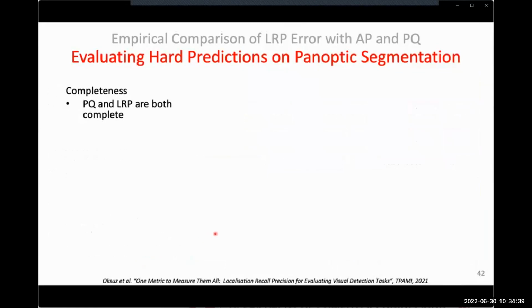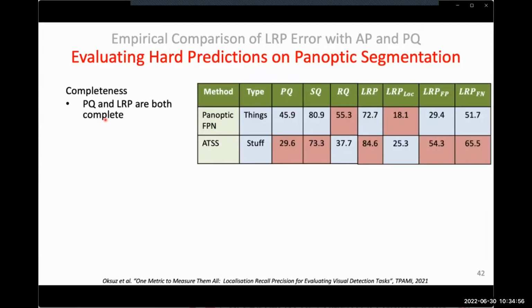If you compare panoptic quality and LRP in terms of completeness, we see that both are complete, since they both incorporate the number of false positives, the number of false negatives, and localization while measuring performance. In terms of interpretability, both methods are interpretable. They provide performance in terms of localization and classification. However, PQ uses an F measure in the recognition component, which is not interpretable in terms of precision or recall.